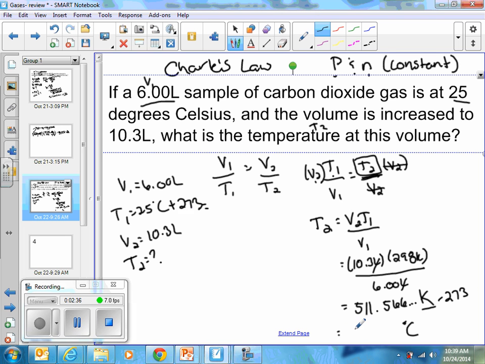I'd end up with 238.5 degrees Celsius. If I wanted my final answer to be two significant digits, this would become 2.4 times 10 to the power of 2 degrees Celsius. I would move my decimal 2 spaces over. The 3 rounds up because this is an 8. So it would be 2.4 times 10 to the 2 degrees Celsius.